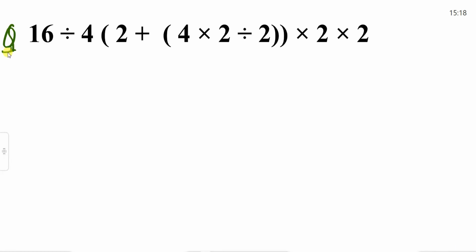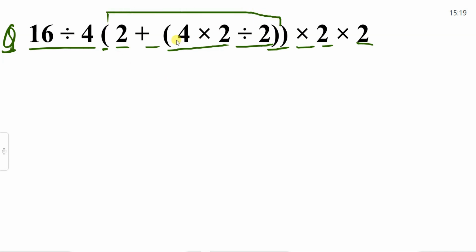Hello everyone. The question is 16 divided by 4 in brackets, 2 plus, inside the brackets, 4 times 2 divided by 2, close the bracket, both brackets closed, times 2 times 2. So first we solve the brackets. There's a bracket inside as well, so we'll solve that. Now looking inside this bracket, it's 4 times 2 divided by 2.